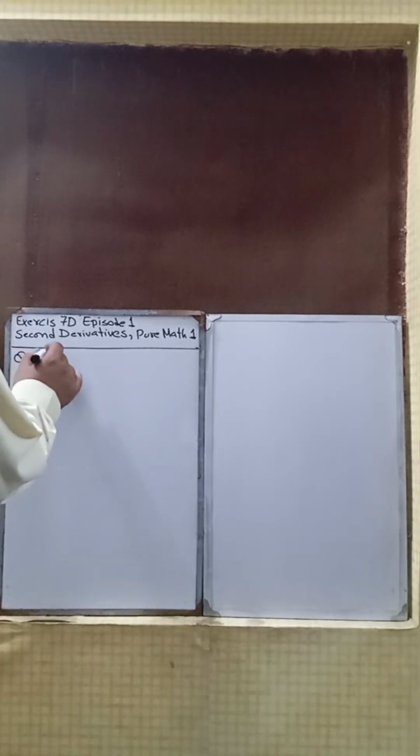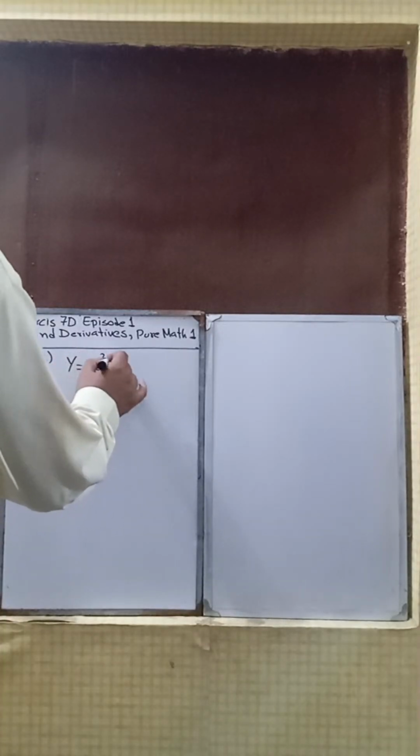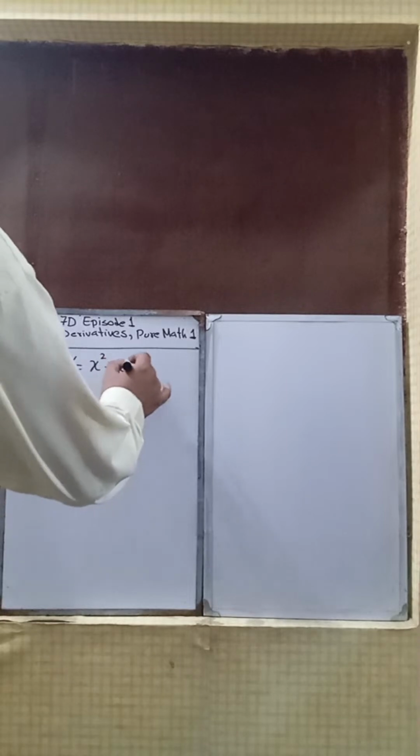Okay, so let's start from question number 1, and it's A part. Here an equation is given, y is equal to x square plus 8x minus 4. And I have to find the second derivative of this equation. So first of all, I will find the derivative, then I will again differentiate that derivative. So that will be the second derivative.